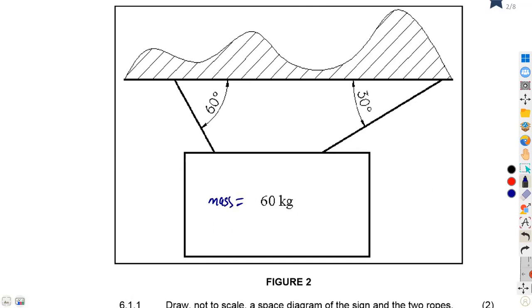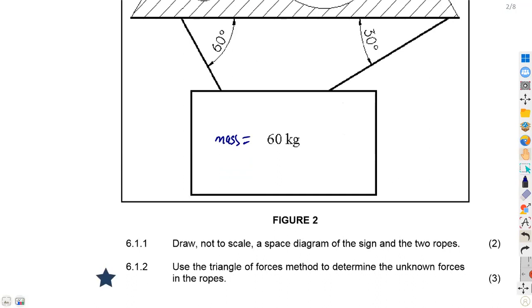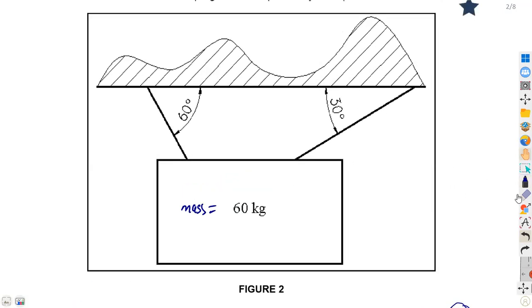From question 6.1.1, we are asked to draw, not to scale, so take note, this is not to scale, a space diagram of the sign and the two ropes, and that is 2 marks. If we check here, we can see that we have two forces which are going to act on this body, which has a mass of 60 kgs.